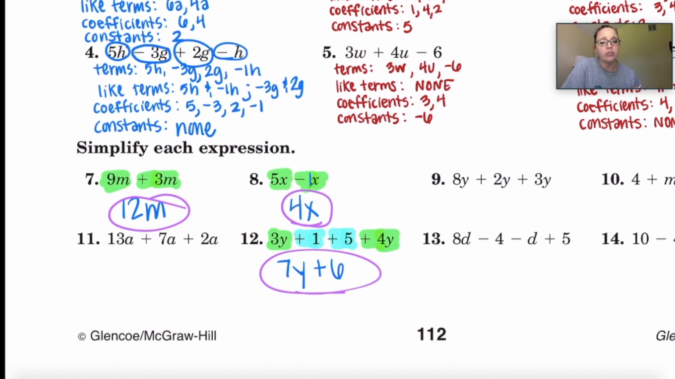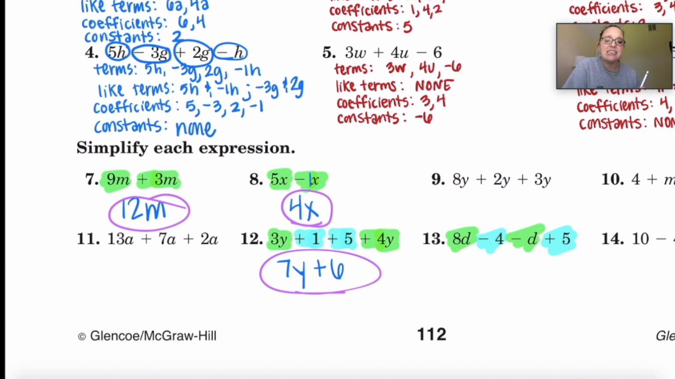Let's try one more together. Let's try number 13. So first, I'm going to get my highlighter again. I have 8d minus 4 minus d plus 5. So that 8d and that minus d are like terms and can be combined. So they're highlighted both in the same color. I chose green. The 4, remember it's a minus sign in front of it. And the 5, so that plus sign gets highlighted, those are also like terms and they can be combined.